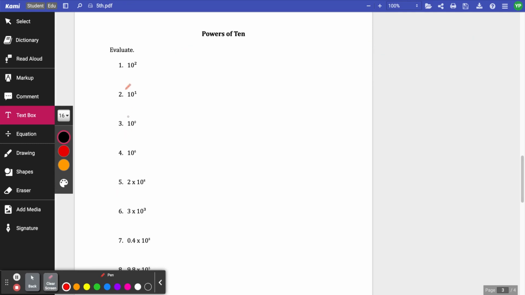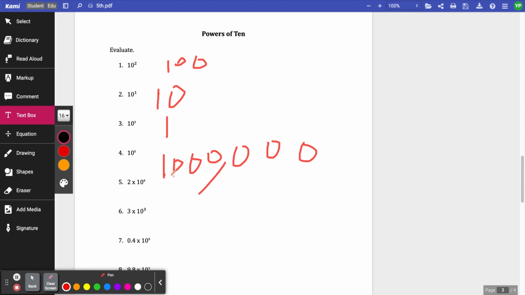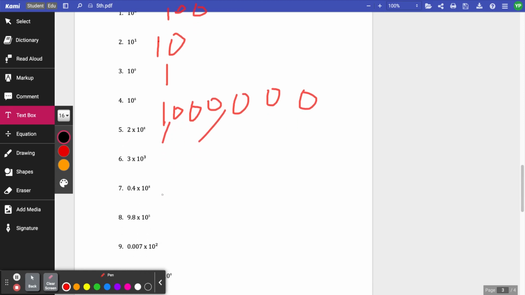So number 1, 10 to the second power is 100. 10 to the first power is 10. And 10 to the 0 power, anything to the 0 power is 1. 10 to the 6th, it's going to be 1, 2, 3, 4, 5, 6 zeros. So it's going to be 1 million.